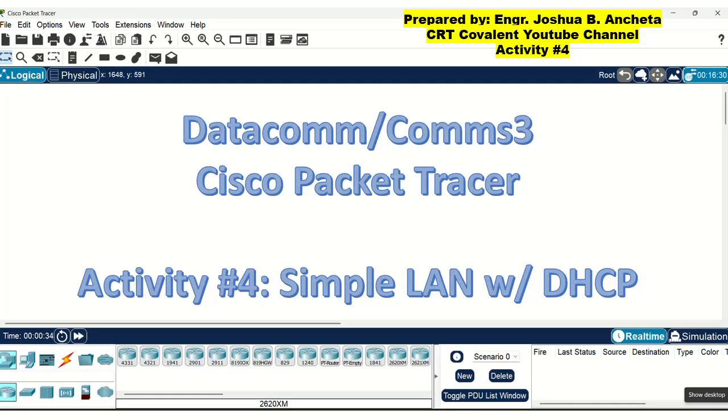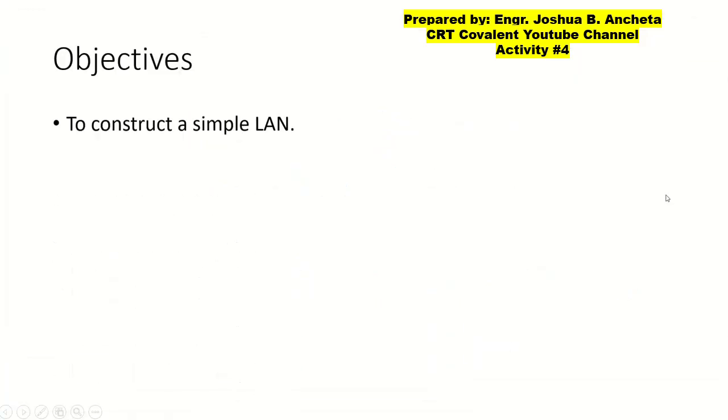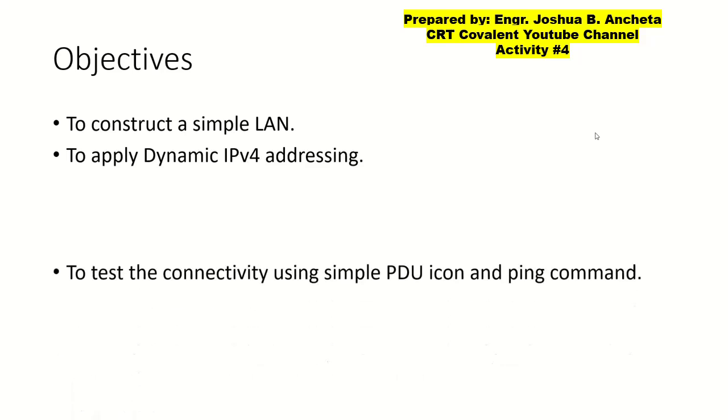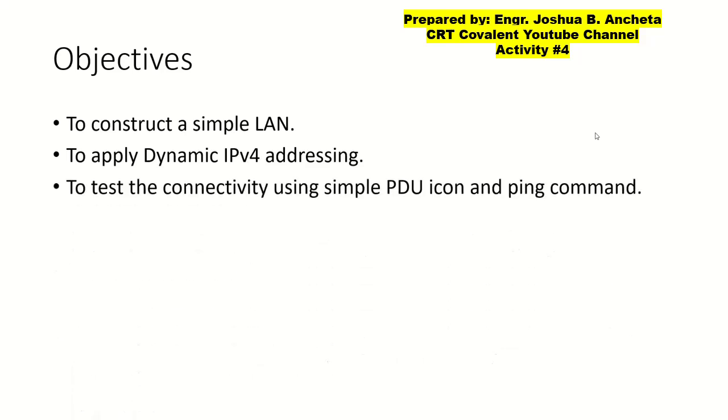This is our activity number 4, Simple LAN with DHCP. So this is Dynamic Host Configuration Protocol. For the objectives, first is again to construct a simple LAN or local area network to apply dynamic IPv4 addressing and to test the connectivity using PDU icon and ping command.